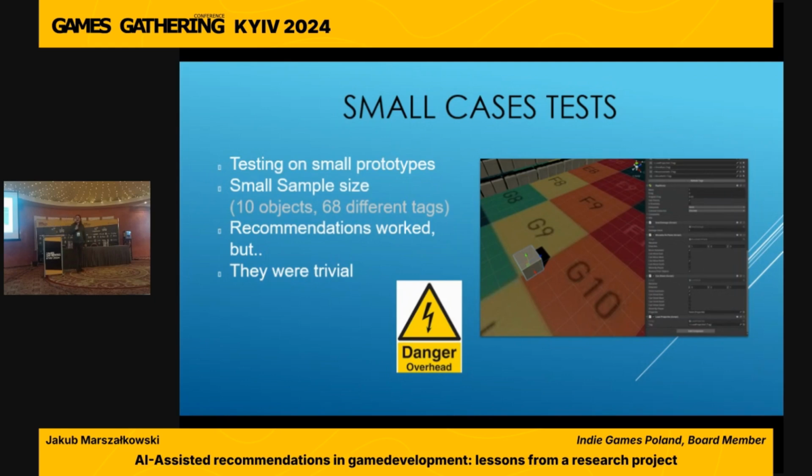So the a priori algorithm run on that was working, was giving decent recommendations, or was even giving good recommendations, but it was not very useful. The scale of the level was small enough for the developer to be able to find out all those recommendations by himself. The game was too small to benefit from such a tool.